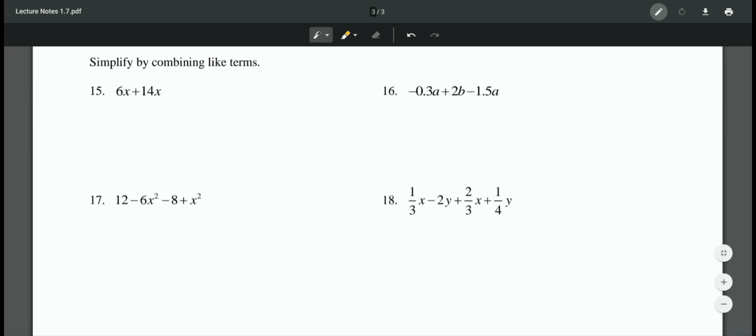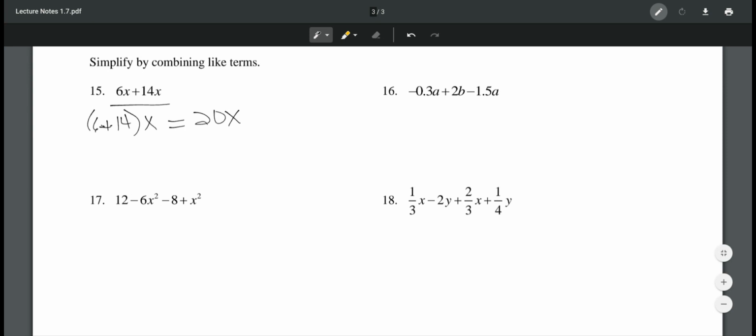So in this problem, I can add my 6 plus my 14 because they both have the same exact variable x. So that ends up being 20x as a final and total answer.